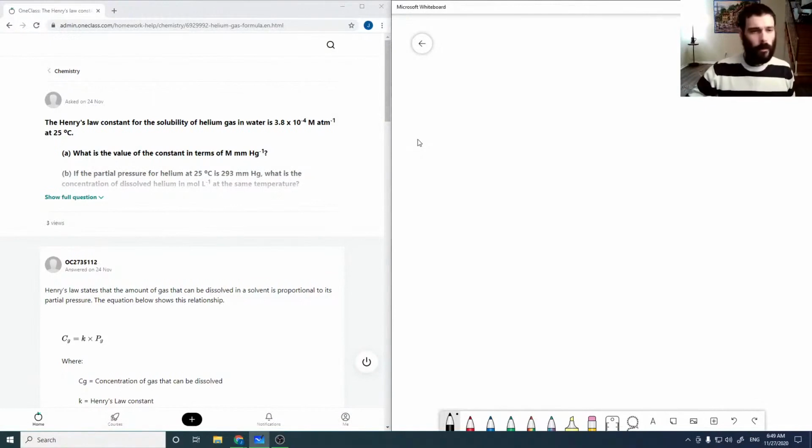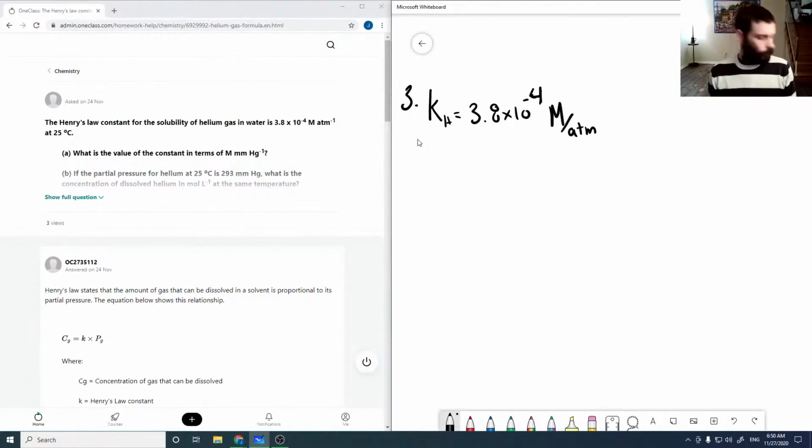All right, so here we have Henry's law constant for the solubility of helium gas. I'll just go through the questions. This is my third one. We have a Henry's law constant, which I'm going to call KH, is 3.8 times 10 to the minus 4 molar per atmosphere. And it wants the value in terms of millimeters of mercury.